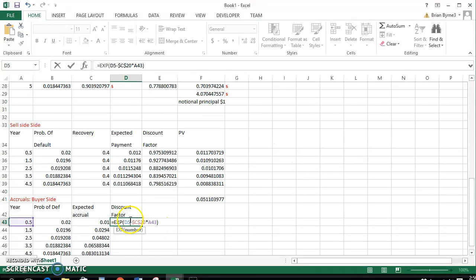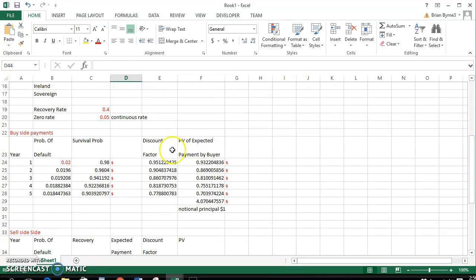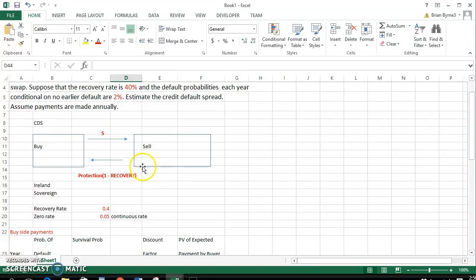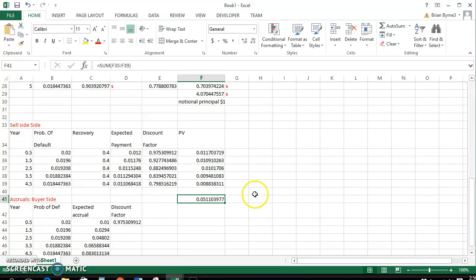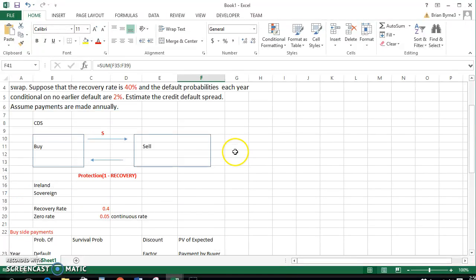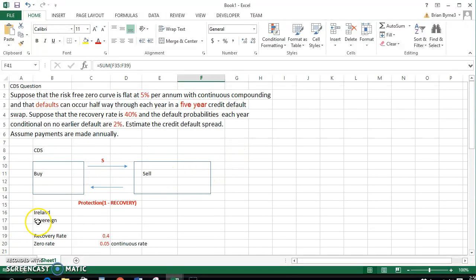I've messed up here for a second. Okay, let's take that out. We want to estimate the S. Okay, what's the value of S? If the seller contingency payment can be estimated to be a value of 0.05, right? On a $1 notional or €1 notional principal, then what level of S should the buyer be paying the seller so that this credit default swap is a fair exchange or a fair game?